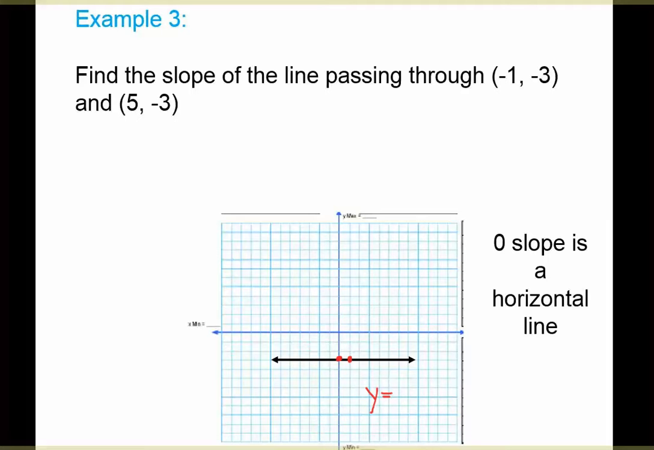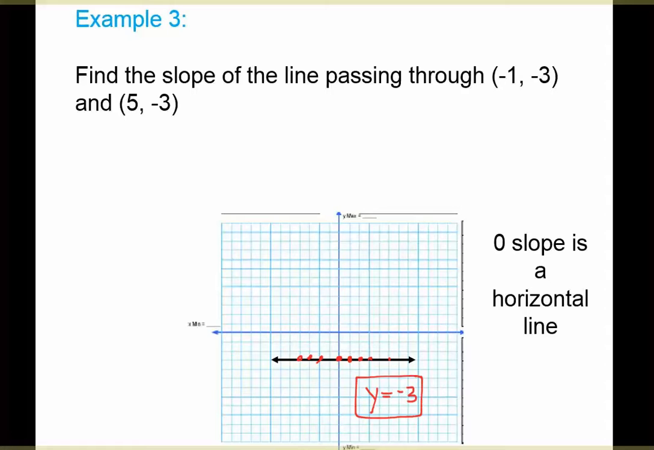And actually all of these points have a y coordinate of 3. That's why the name of the line is y equals 3. Now let's connect that to what we're doing. I'm sorry, not 3. Negative 3. We're below the x-axis. Y equals negative 3.